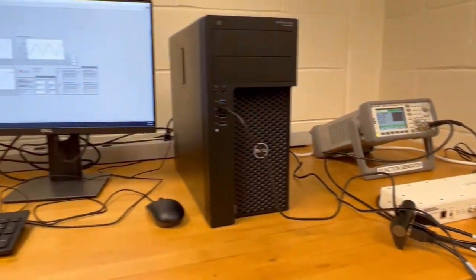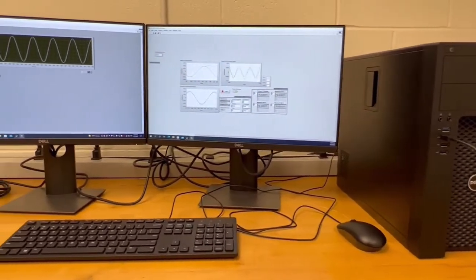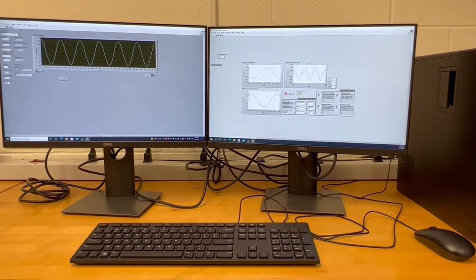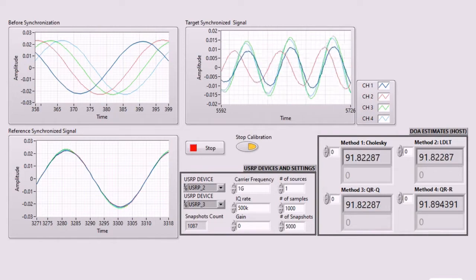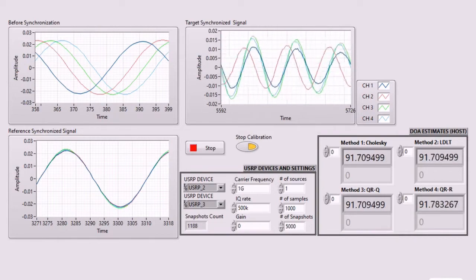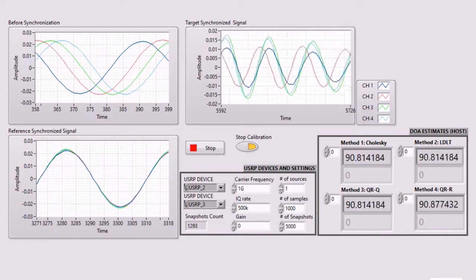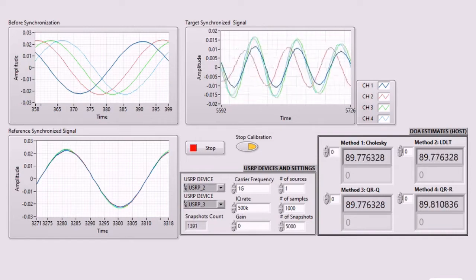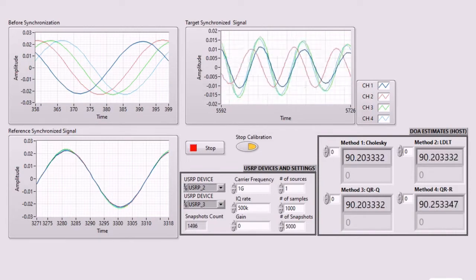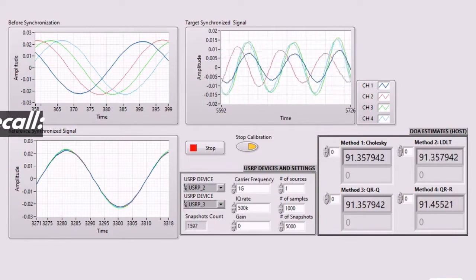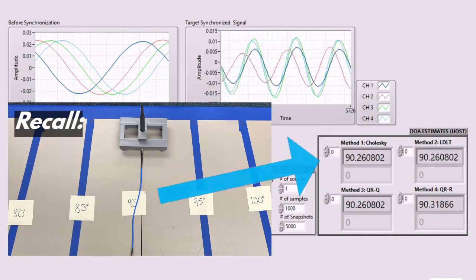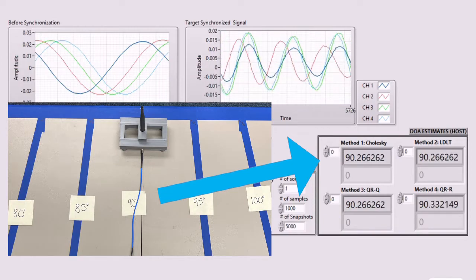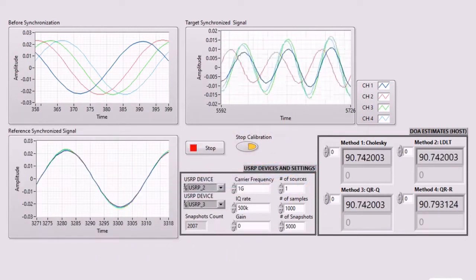Finally, on the host computer, we are using LabVIEW to perform all signal processing as well as our direction of arrival estimation algorithms. On the upper left-hand corner, you can see the received signals and their phase offsets. As well, on the bottom, you can see us synchronizing those signals. On the right-hand side, you can see our 4 mathematical models for performing direction of arrival estimation. As you can recall from earlier, our transmitting signal is located at 90 degrees, so we are effectively DOA estimating at this point.